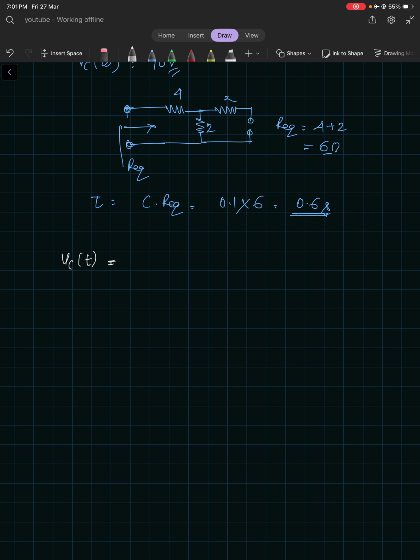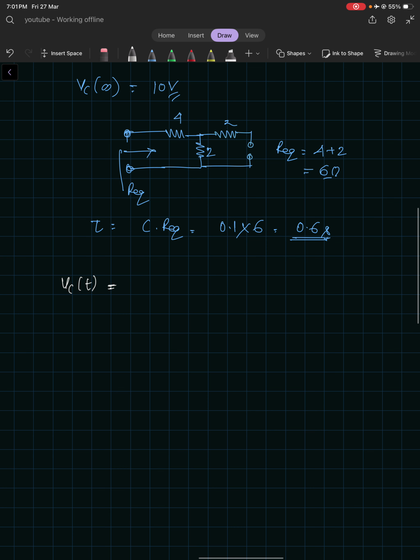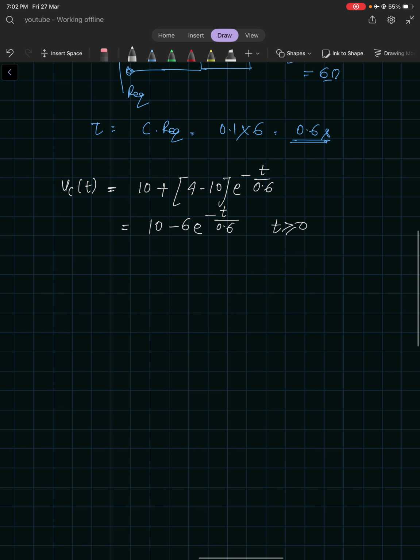What was VC infinity? At infinity we found out it was around 10 volts, plus the initial voltage was 4 minus 10, e power minus t by 0.6, right? So this will become 10 minus 6 e power minus t by 0.6. This is the equation for t greater than or equal to 0, right? If you draw a graph, it was starting from 4 volts at t equal to 0, and it is going to VC of infinity, 10 volts, right?